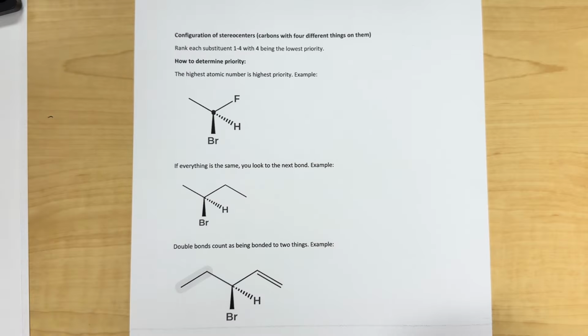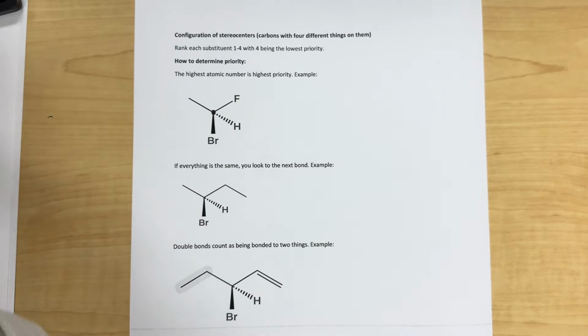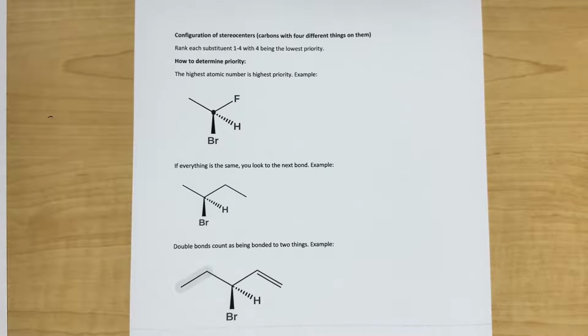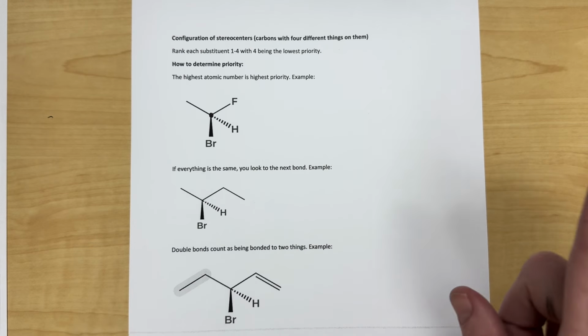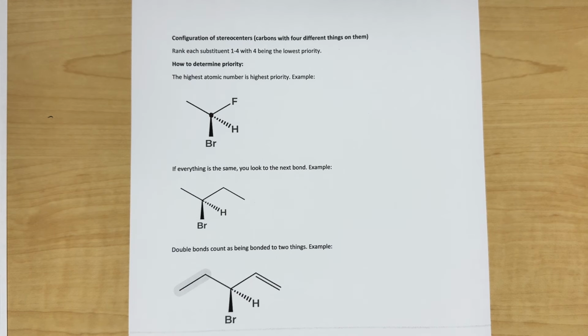So, the first thing you want to do is assign priority to things. The simplest way to assign priority is you're always going to look for the thing with the highest atomic number. That's going to get a number 1. If it's got the highest atomic number, it's number 1. If it's got the lowest atomic number, it's number 4.